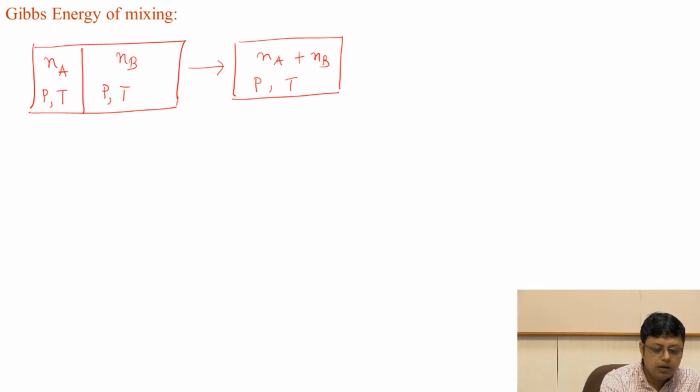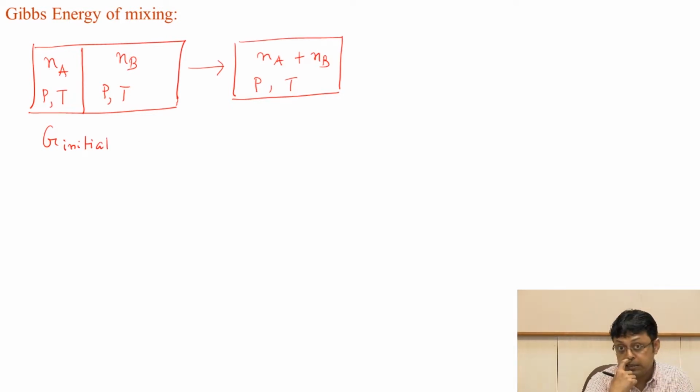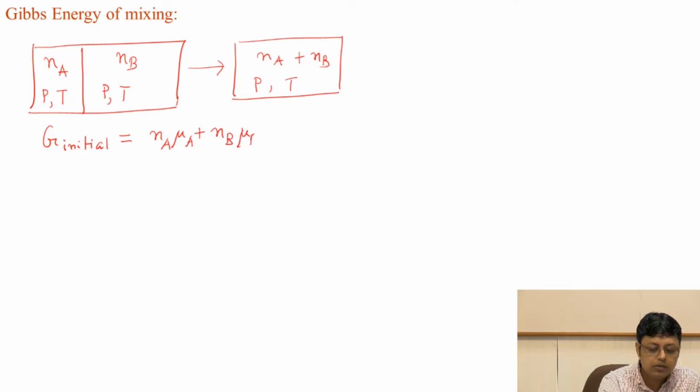Now let us use this notation: initially we had, I could have written a G_i, but I'm not writing it because we have already chosen i to describe a component. So initially the Gibbs free energy was nothing but Na mu_A plus Nb mu_B. So this is the Gibbs free energy of the joint system.